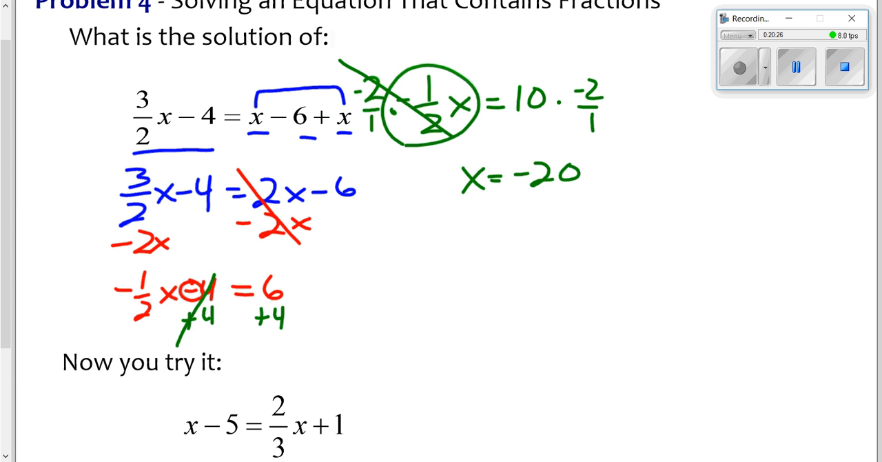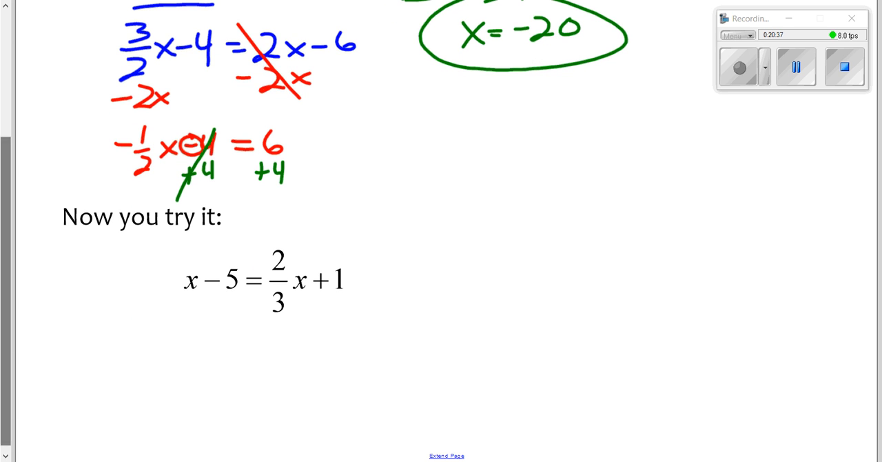Okay, so we got x equals negative 20 on this one. So, that's a pretty good problem right there. I think most of us should be able to do that. We kind of agree that this last one, with the 2/3 stuff, gets a little tough. So I'm just going to do this one with you.